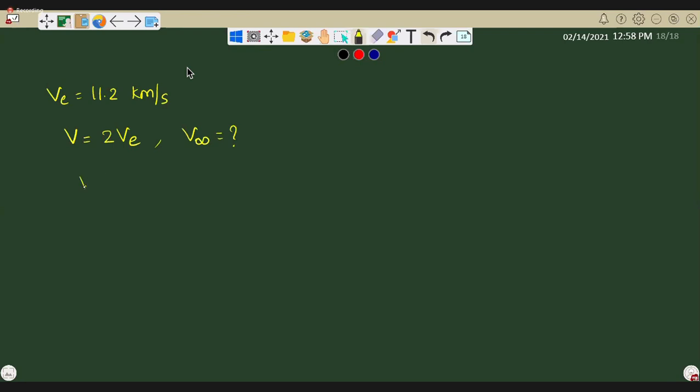Your V infinity is under root of V square minus V E square. It will be root 3 V, which is approximately 19.32.